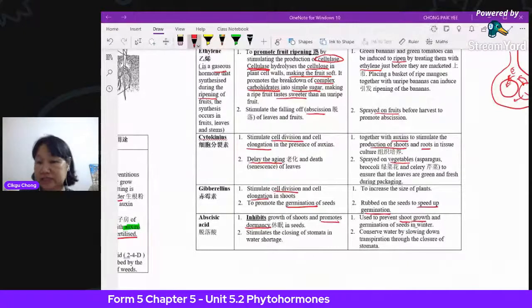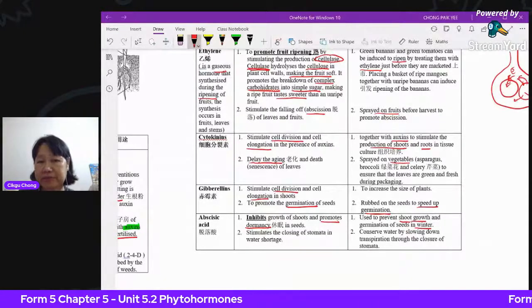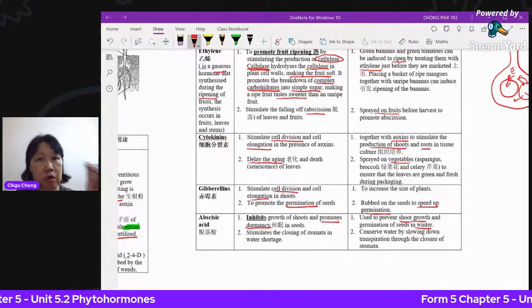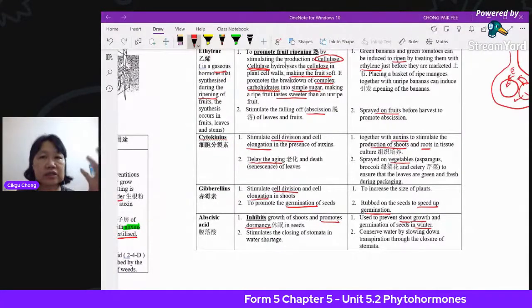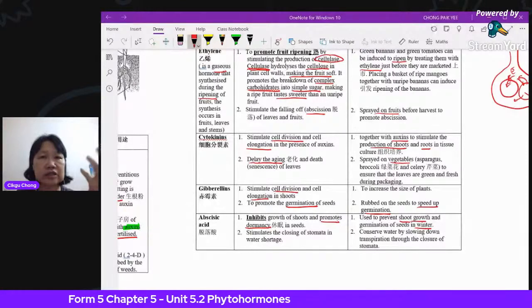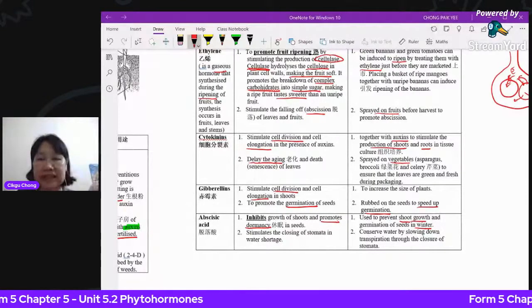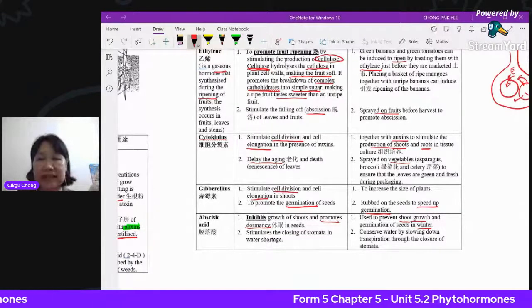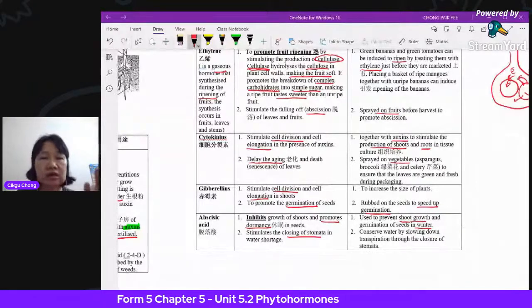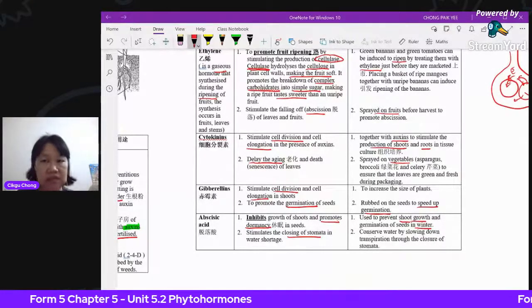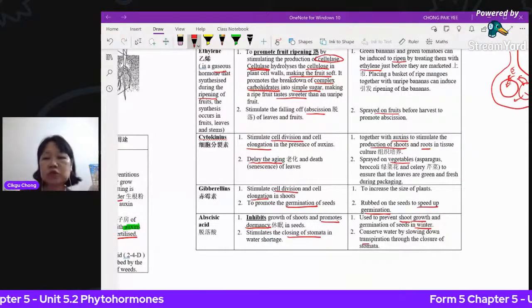Usually in winter, you will have abscisic acid produced more for these plants. So it's going to put the whole plant into a not-growing state. In winter, the seeds are not going to germinate as well. Okay, it stimulates the closing of stomata when you have water shortage, or we call it water stress. The stomata will be smaller in size, so it helps to slow down transpiration.